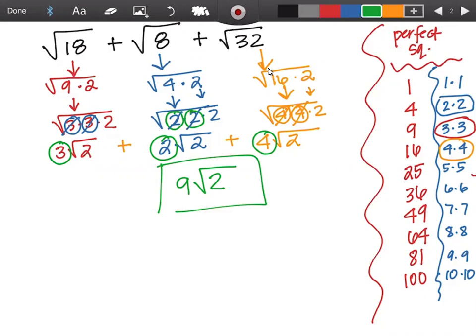Please make sure you double check your work because you see how I easily added incorrectly. So 3 plus 2 is 5. 5 plus 4 is 9. And then we bring our radicand down. So we have 9 times the square root of 2.